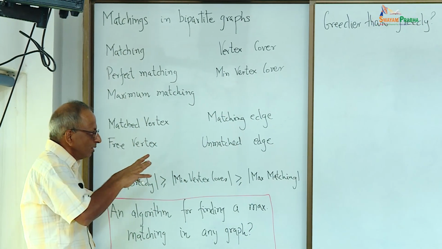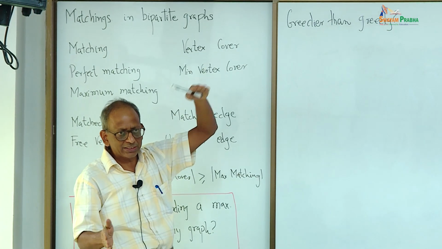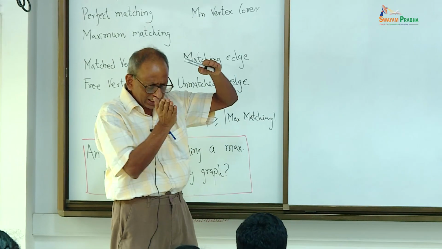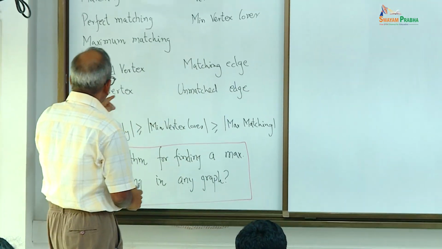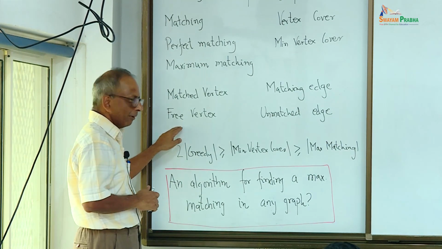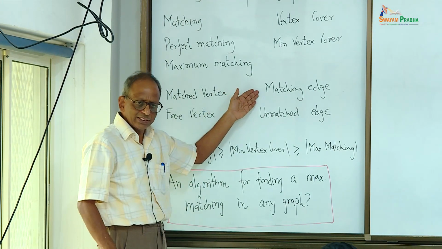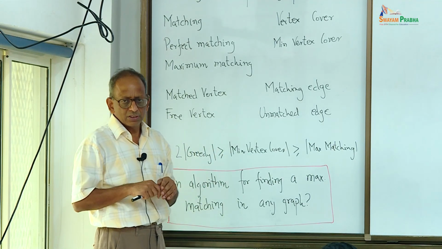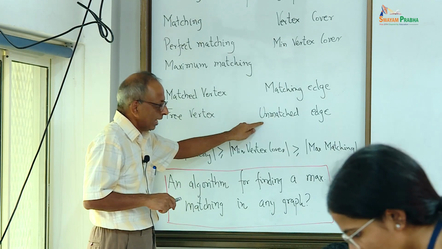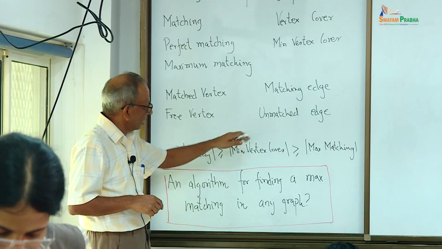Now once you have a bipartite graph and a matching in it, the bipartite graph might have many edges, and some of those edges go into the matching. The graph might have many matchings. Let's fix one of the matchings. With respect to that matching, we understand what a matched vertex is. A free vertex is one that is not matched. An edge which is part of the matching is called a matched edge or a matching edge, and an edge which is not used in the matching is called an unmatched edge.